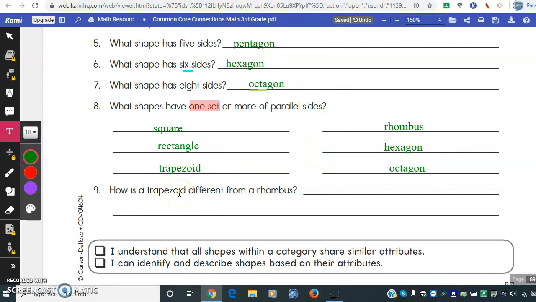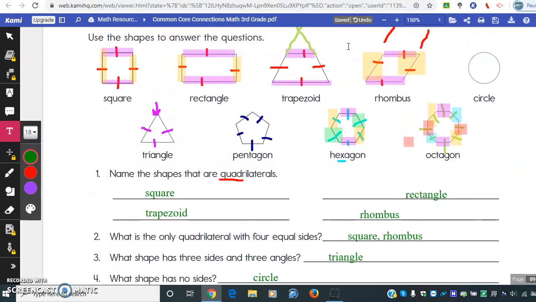Last question. How is a trapezoid different from a rhombus? So let's take a look. Here's our trapezoid. Here's our rhombus. Well, we have to figure out what makes them different. They both have 4 sides, so that's not what's different. They both have a purple set of parallel lines, so that's not what makes them different. What seems to make them different is the second set of parallel sides.